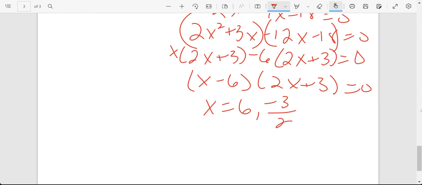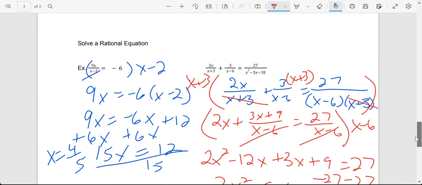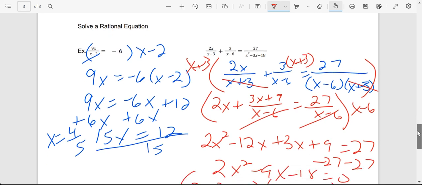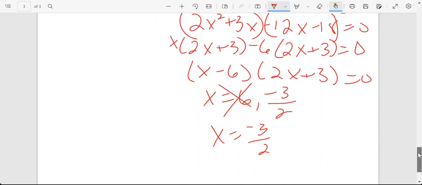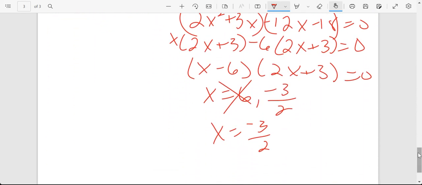Now, these problems, you should always check them, okay? And one should stick out as a red flag immediately. That is x equals 6. How do I know that so quickly it's not going to work? If you put 6 into the original function up here, that's going to make the denominator 0 of one of them. You can't do that. So therefore, we know x equal to 6 will not work, but negative 3 over 2, go and plug it in. It will work on both sides of the equation.